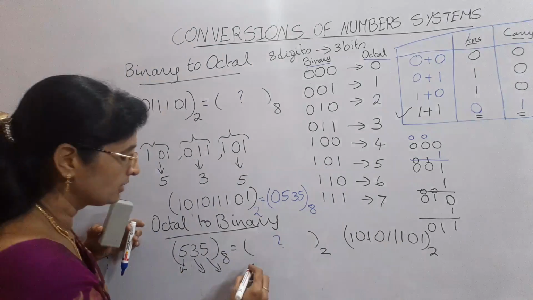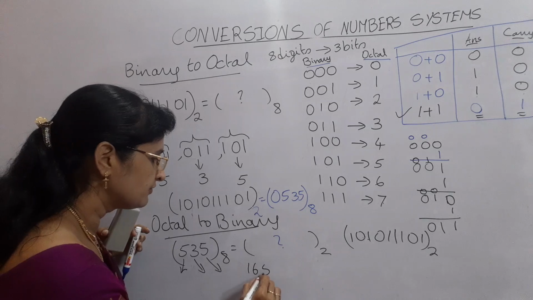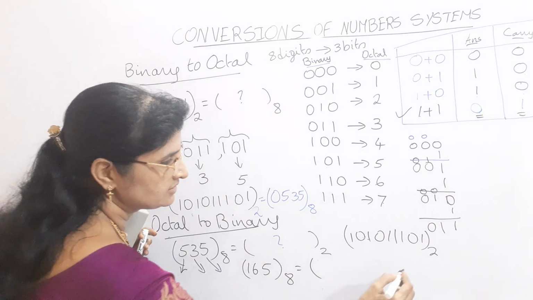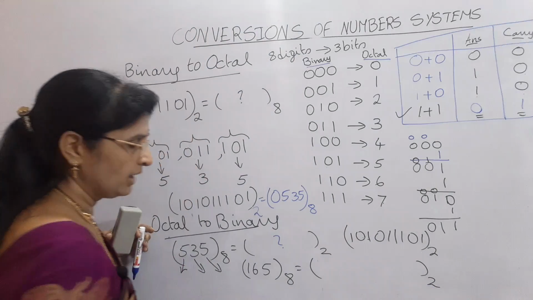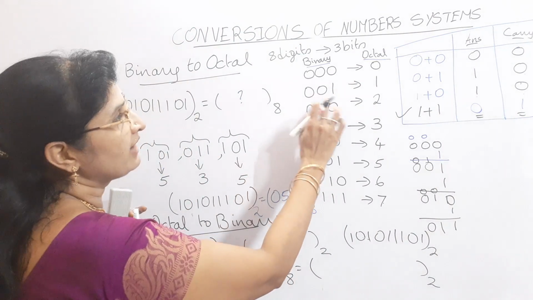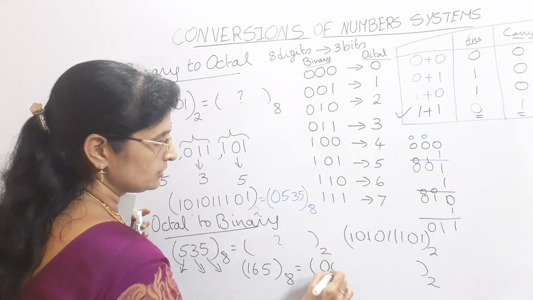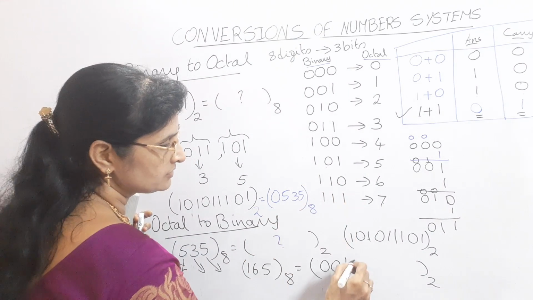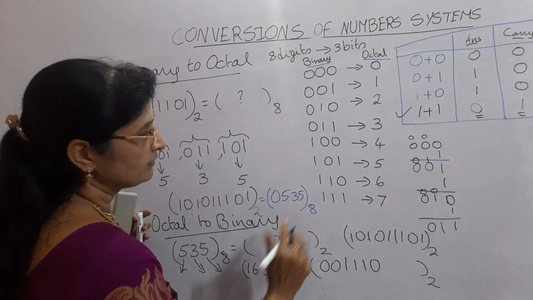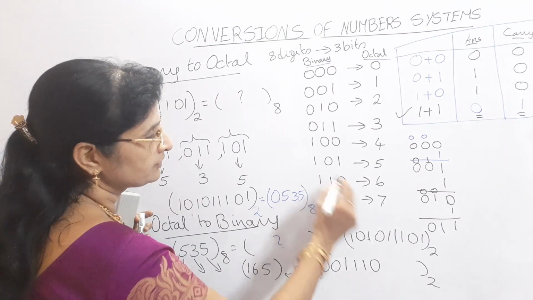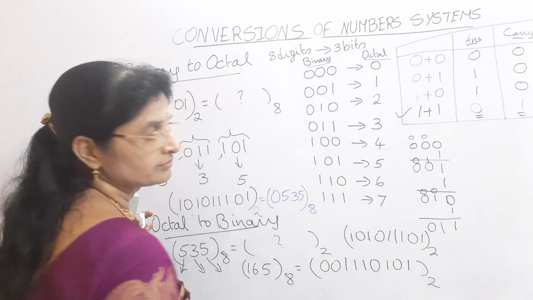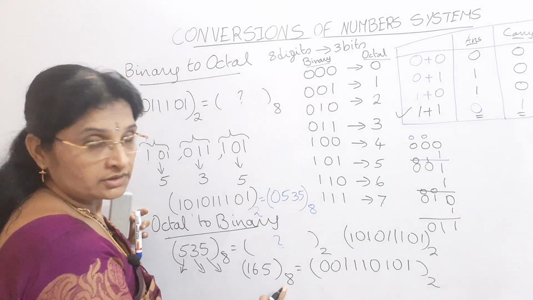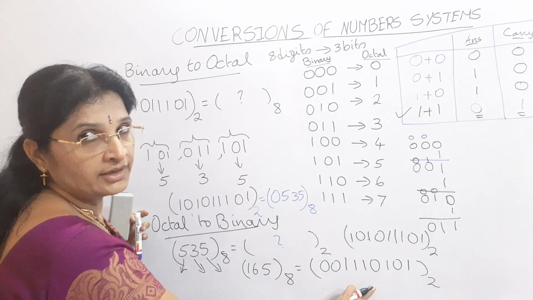If you want, I will tell you one more example. 165. The octal number 165. What is the equivalent binary number? So for 1, what is the value of 1? 001. And for 6, it is 110. And for 5, it is 101. That's all. So this is the octal number and this is the equivalent binary number.